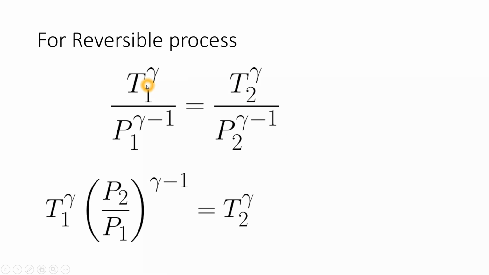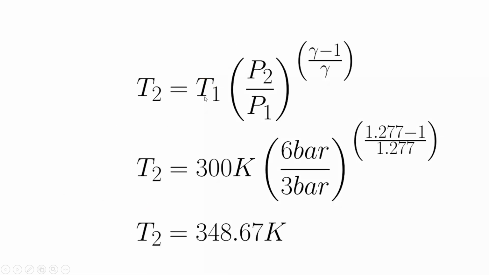at 2 points, right? So you can see here T1 to the power gamma, P1 to the power gamma minus 1, and this. After rearranging we get T2 is equal to T1 times P2 upon P1 to the power gamma minus 1 upon gamma. We know that gamma is the heat capacity ratio and it is given as 1.277, and P2 is given as 6 bar and P1 as 3 bar. So from this we get T2 is equal to 348.67 Kelvin. So just note it down.